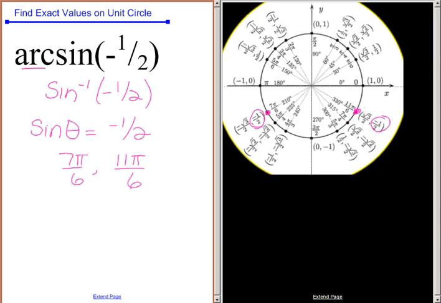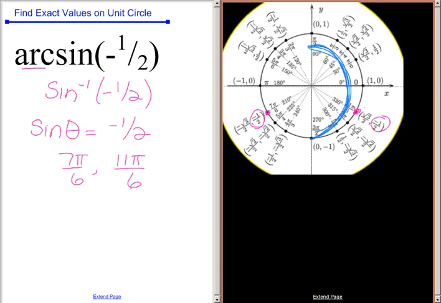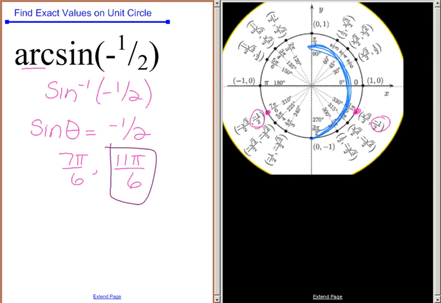I need to, again, look at the restricted intervals. So I'm looking at my laminated sheet, and my sine values are restricted to between -pi over 2 and +pi over 2. My sine values are restricted to this area right here, between -pi over 2 and +pi over 2, which means that my 11 pi over 6 answer can stay, and my 7 pi over 6 answer is going to get the x. Okay.